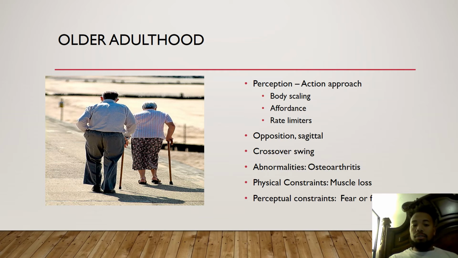In a gait analysis for the older lady, her walk was more oppositional, sagittal. Her crossover swing was very minimal. Her left arm stayed close to her hip while her right arm continued to swing through. Abnormalities: she had osteoarthritis. The physical constraint was muscle loss, and the perceptual constraint was fear of falling or fear of not being able to help her body move over it and execute a task.